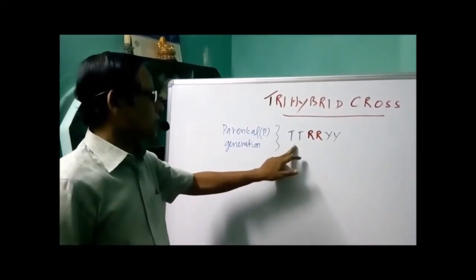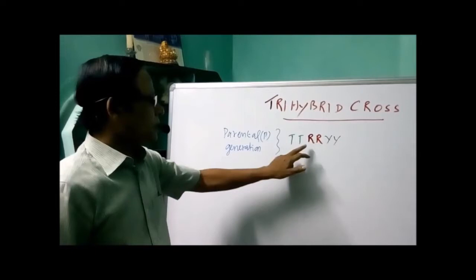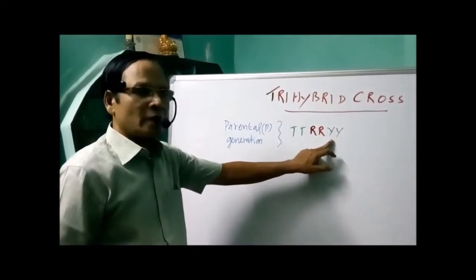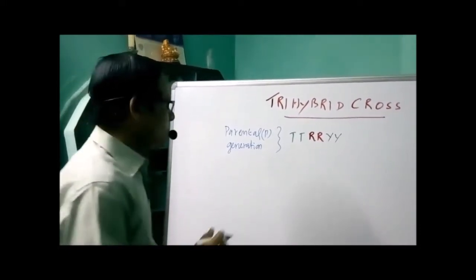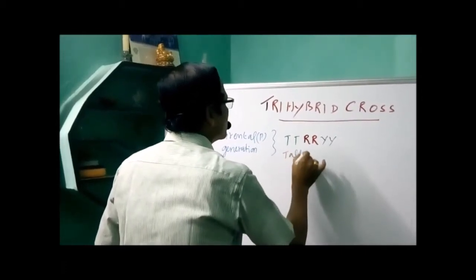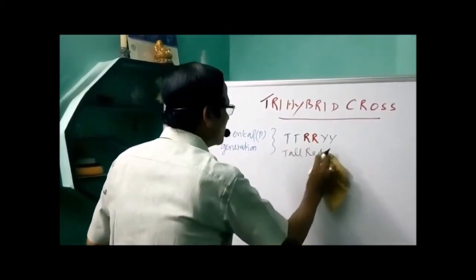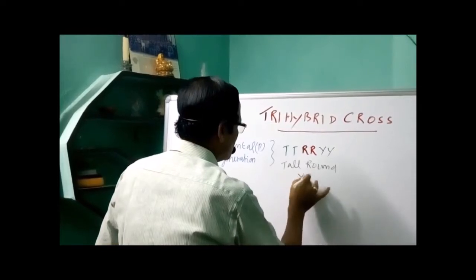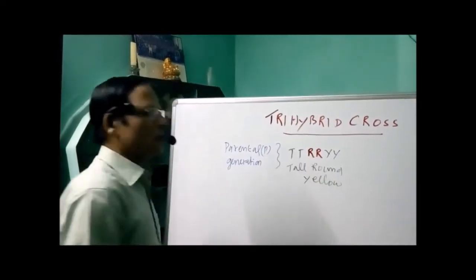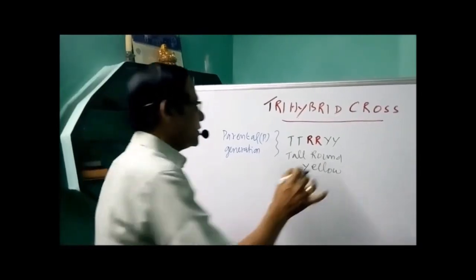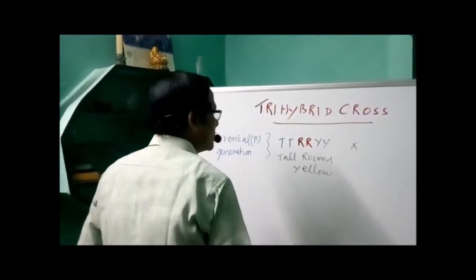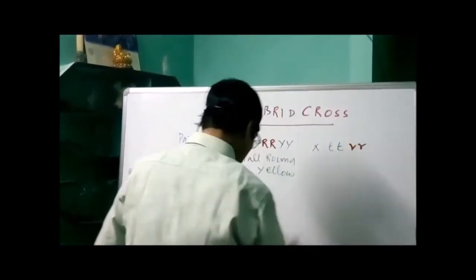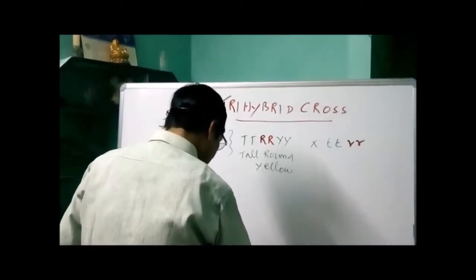The gene for height is located in the fourth chromosome. The shape of the seed is found on chromosome 7. The color of the cotyledon normally occurs in chromosome number 1. Now, this is tall, round, yellow. So all are homozygous in nature. It is being crossed with a plant which is recessive for all the characters.